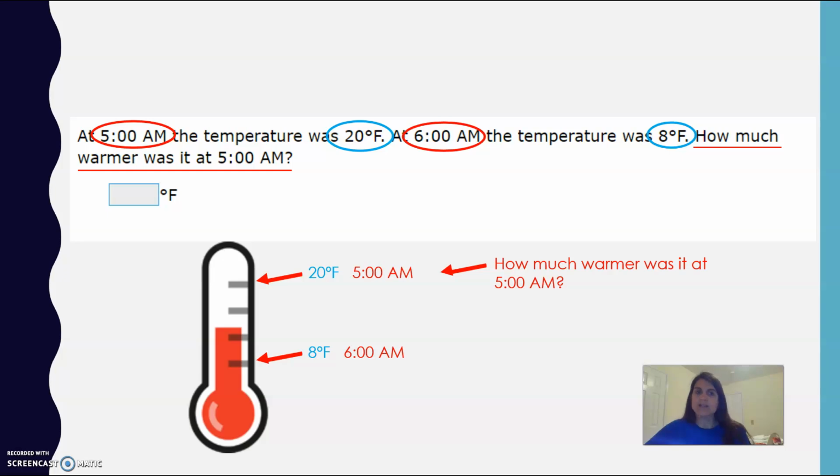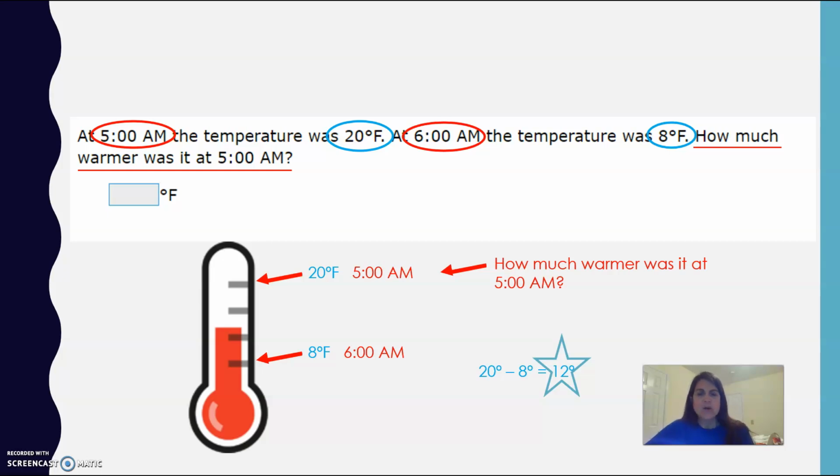And the question we have to answer is, how much warmer was it at 5 o'clock a.m.? So we have to figure out the difference from 5 o'clock a.m. to 6 o'clock a.m., how much the temperature changed over the course of that hour. Whenever we do difference, we do subtraction. So we would do 20 degrees minus 8 degrees, and we get 12 degrees. So it was 12 degrees warmer at 5 o'clock a.m.